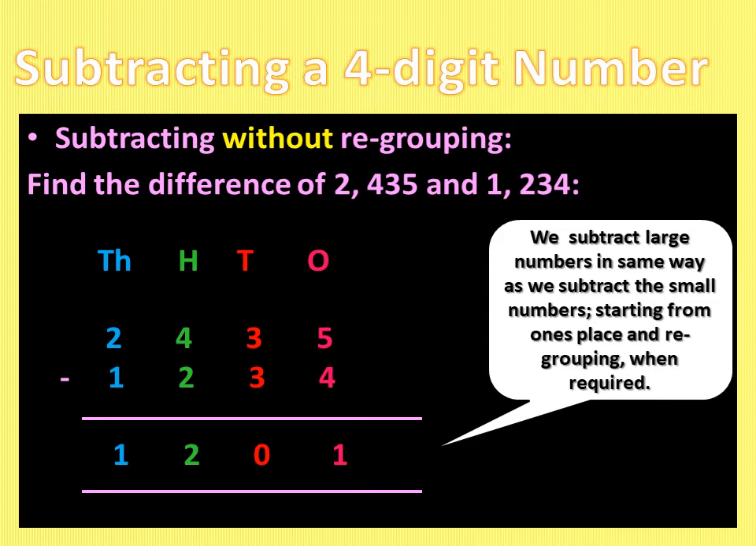5 minus 4 is 1, so we write 1. 3 minus 3 is 0, so we write 0. 4 minus 2 is 2, so we write 2. 2 minus 1 is 1, so we write 1. Again we saw here that we had started subtracting from the ones place, and from ones place we went on to the higher places in correct order. So now answer is 1201.